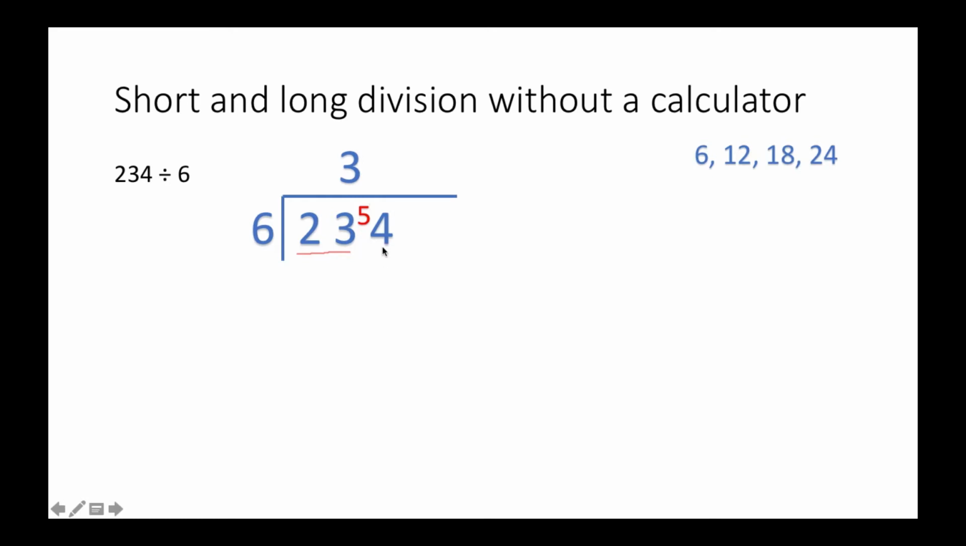So now I'm going to use the entire 54. I'm just going to write out a few more of my 6 times table here. Now, I can see that 6s go into 54. So 54 is in the 6 times table. I just need to count now. 1, 2, 3, 4, 5, 6, 7, 8, 9. So 9 6s go into 54. That means our final answer is 39. 234 divided by 6 is 39.